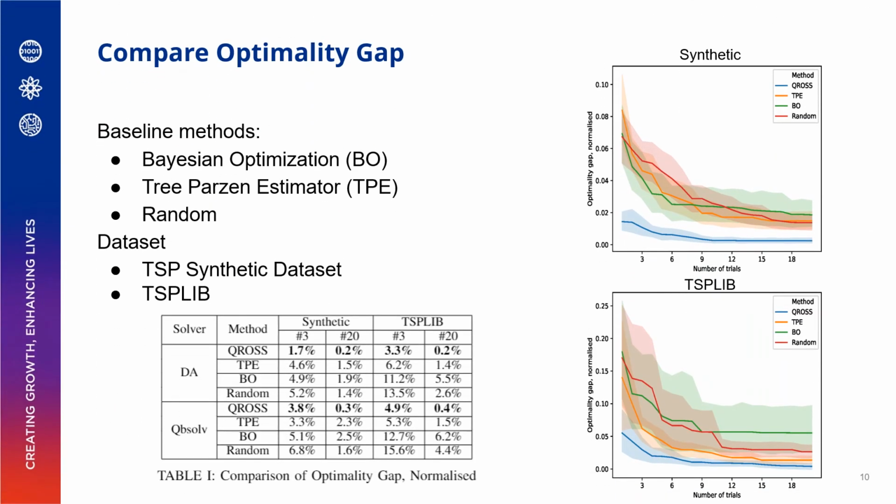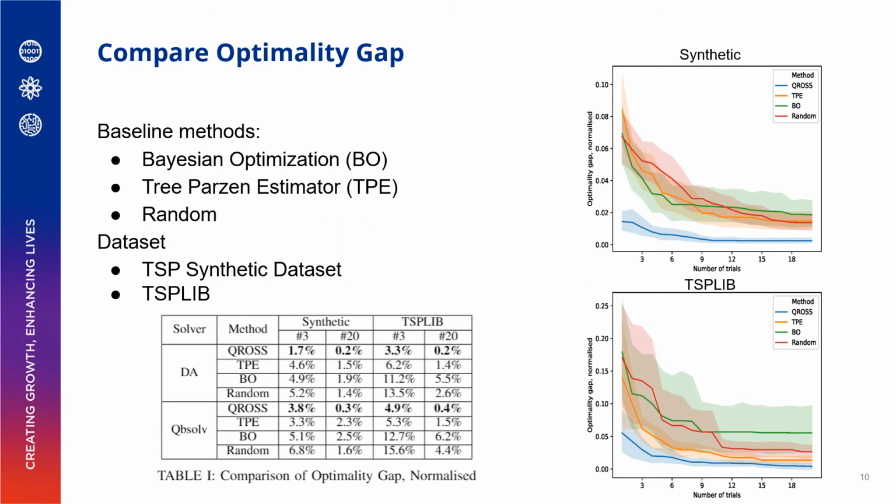We compare our method QROSS with 3 baseline methods: Bayesian optimization, tree-pattern estimator, and random method. The top right figure shows the performance of the methods on a synthetic dataset. X-axis is the number of trials. Y-axis is the optimality gap in percentage. Theoretically, the more trials a method takes, the lower optimality gap it can achieve.